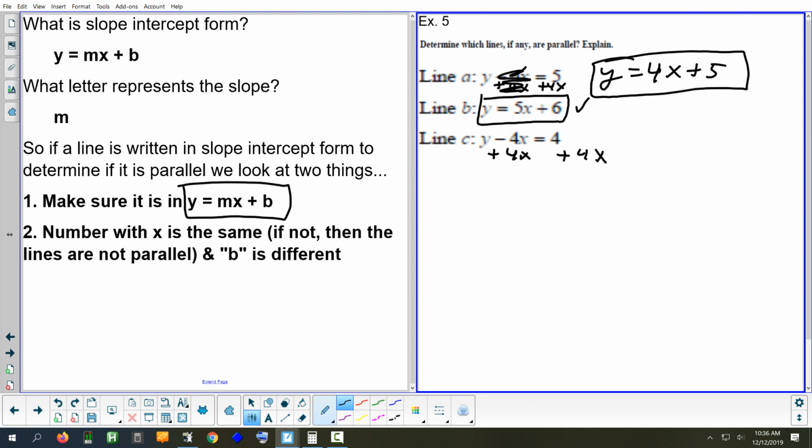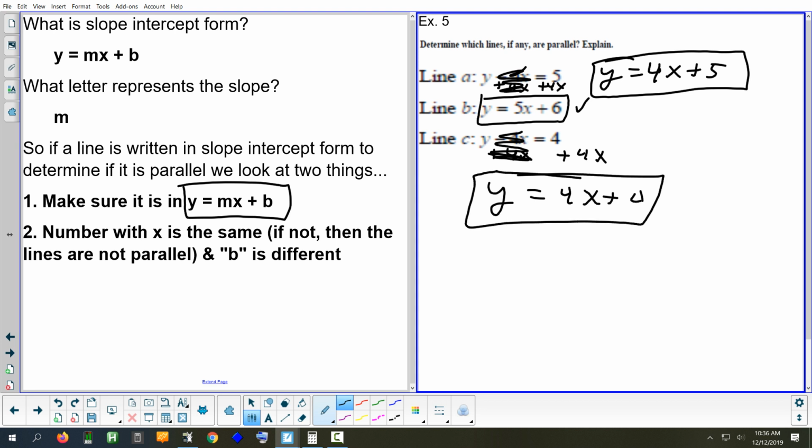What's negative 4x plus 4x? 0. What's on the left-hand side now? Y comes after that? Equals 4x plus 4.